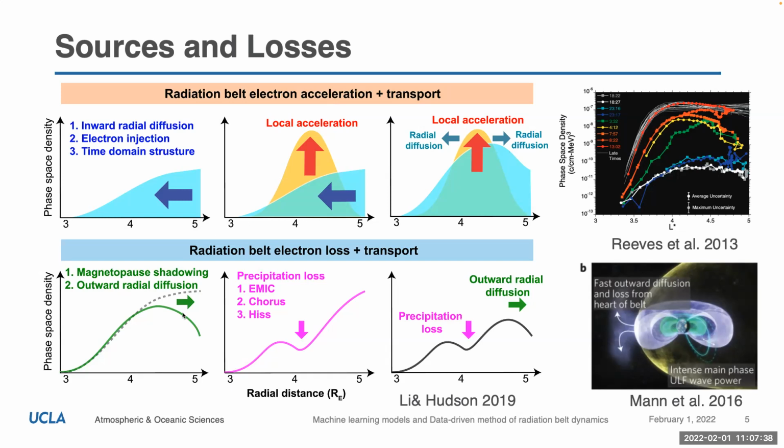And regarding loss mechanisms, if there is an increase in solar wind dynamic pressure, it will push the magnetopause, and the electrons trapped in the magnetic field would drift out and be lost from the heart of the belt. Another important loss mechanism is precipitation loss, which is caused by various waves through pitch angle scattering.